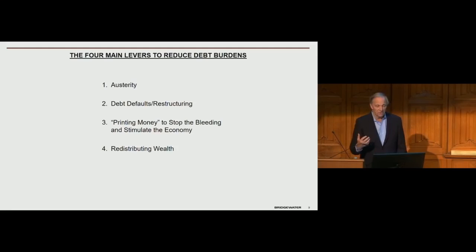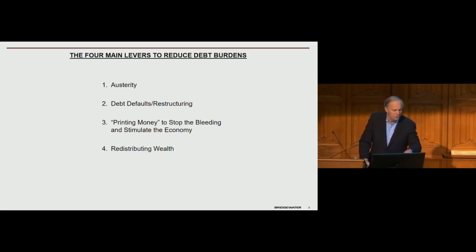And the second is defaults or restructuring. And the problem with defaults, as I say, is one man's debt is another man's assets. So when you write that down, you're taking assets off the individual's balance sheet or the bank's balance sheet, and as all those assets were collateral for credit and so on, you reduce the value, people get broke and their entities get broke, and that's not good enough. Then essentially there is the printing of money to stop the bleeding and to stimulate the economy.